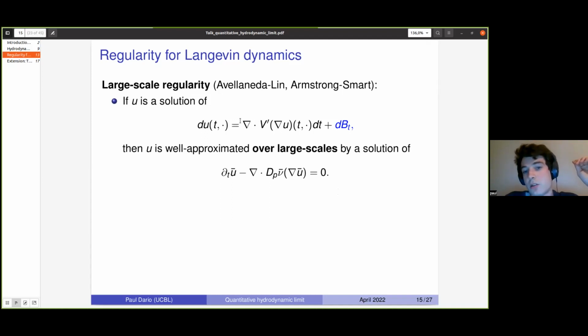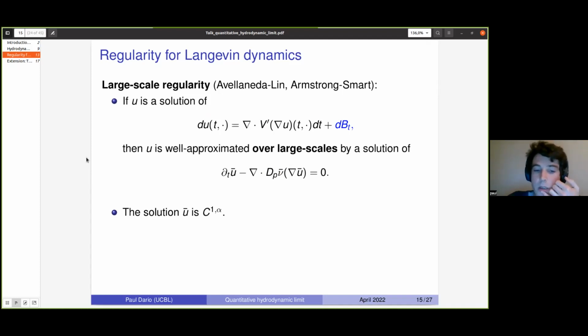So if you take a solution of your equation with the Brownian motion and zoom out, then over a large scale your function u is well approximated by a solution of this limiting equation, ∂t ū − divergence of ∂p in ū gradient of ū equal to 0, which is of the same nature as this one, but with different coefficients and defined in the continuum. This is my first point that I will use.